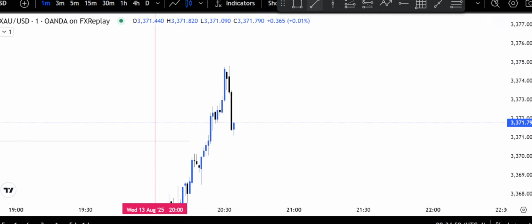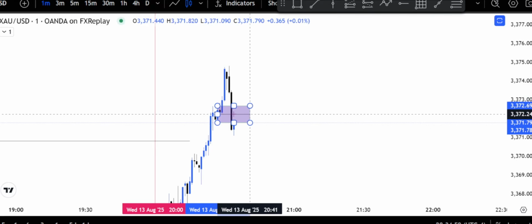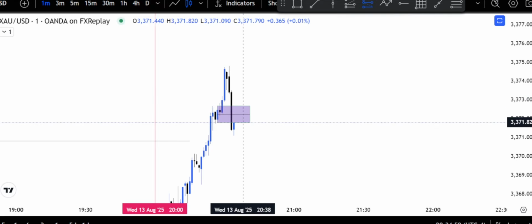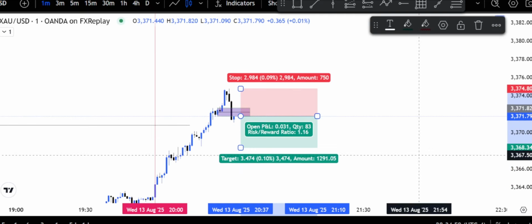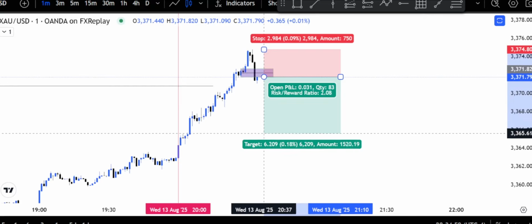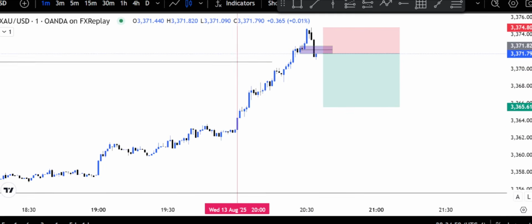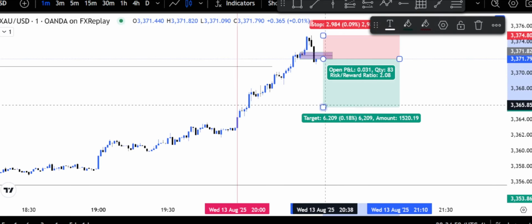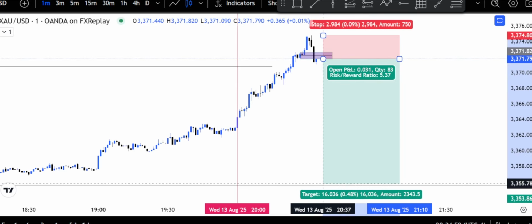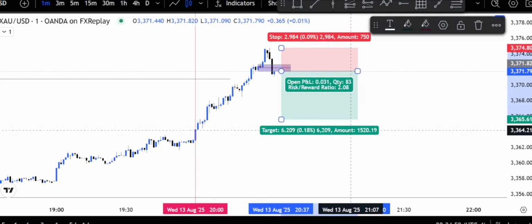We have our first displacement. We have our, let's say, breaker block. If you are setting order here, stop loss should be at the high, 1 to 2. Or let's say we will partial at 1 to 2, then let the runner go until the recent low of 15-minute liquidity is taken. Either way is good.